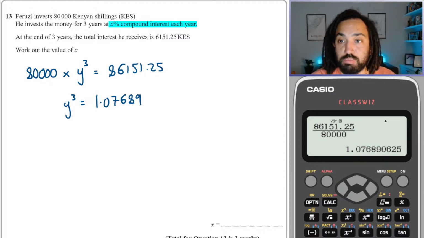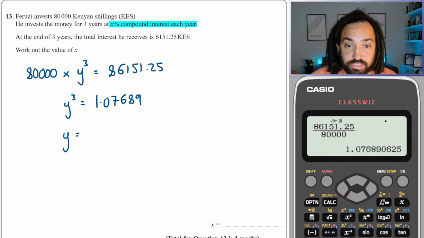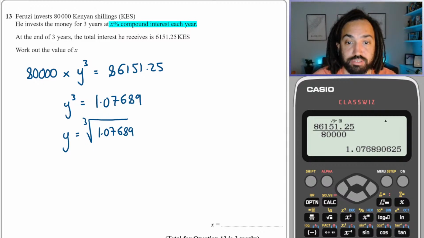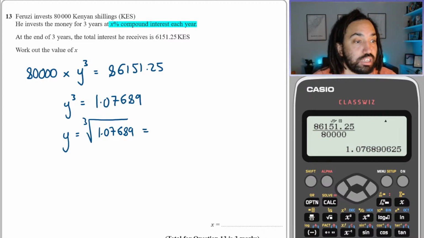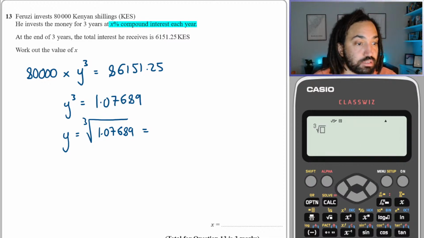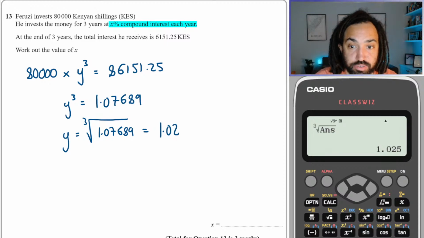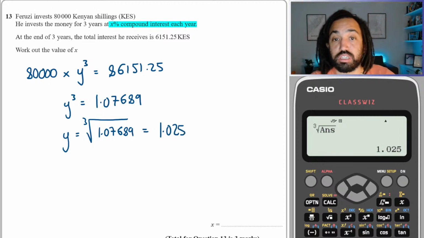Okay, now I've been careful not to use x yet because it says an x%. That's not the actual multiplier. So we can find the multiplier y for each year by taking the cube root of this. And then afterwards we'll have to look at what this is and figure out what the actual interest rate is. So I could do the cube root like this on my calculator of the answer, and we get a lovely number here, 1.025. That fills me with lots of confidence.